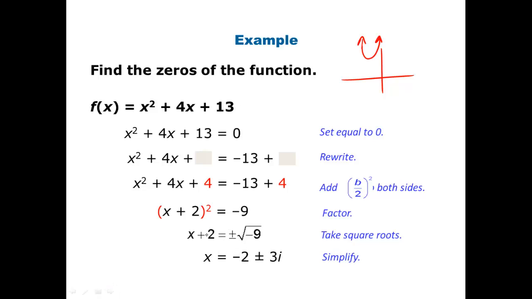Simplify. Bring the negative 2 over. Plus or minus, the square root of 9 is 3. The square root of negative 1 is i. Here are our two answers. So negative 2 plus 3i, negative 2 minus 3i, sorry. So negative 2 plus 3i, negative 2 minus 3i.